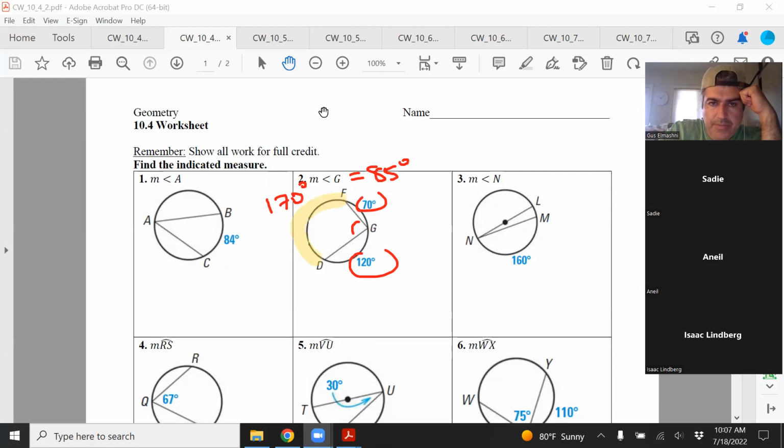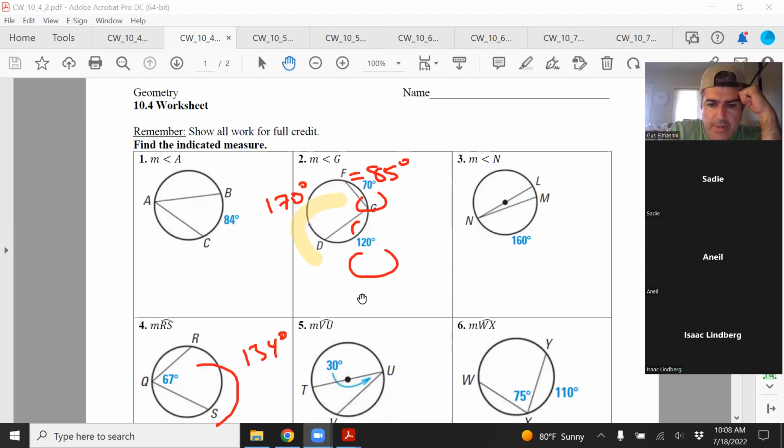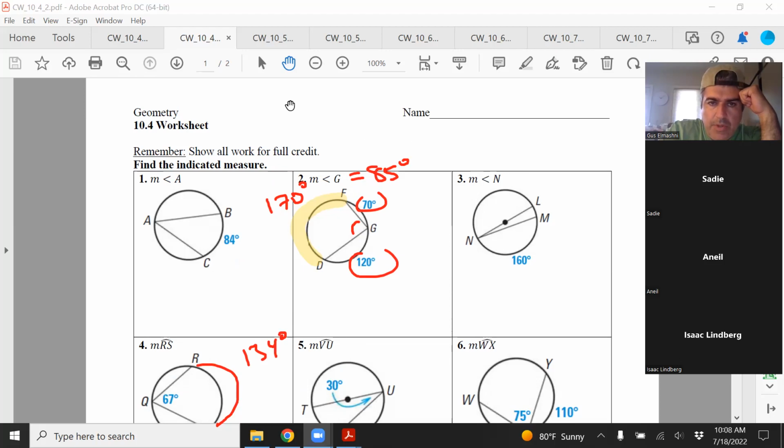4 is a little easier. Arc RS, which is this right here, is double, so it's 134 degrees. Number 6, WX, which is actually hidden down there. Well, first, if I know that's 150, because that's double 75, and you got yourself 110 as well. So that's a 260, so that's 80 degrees right there.